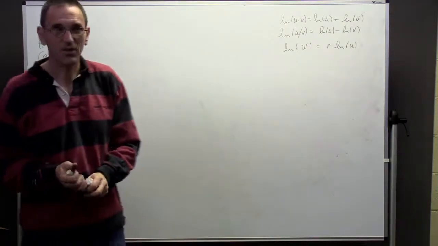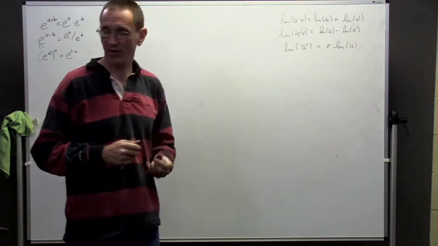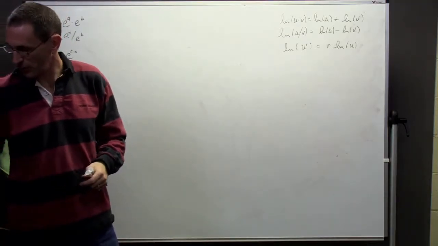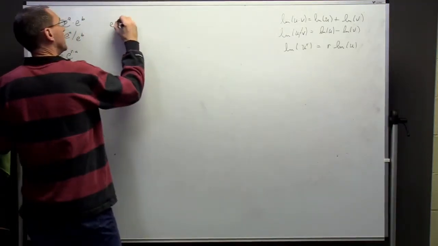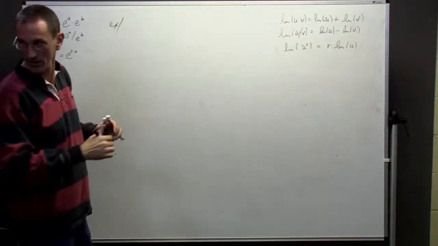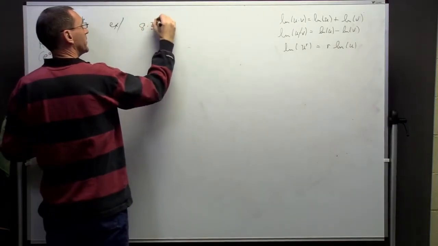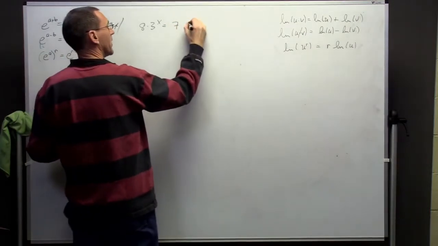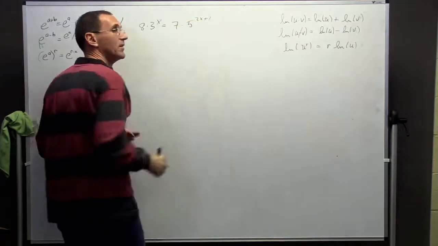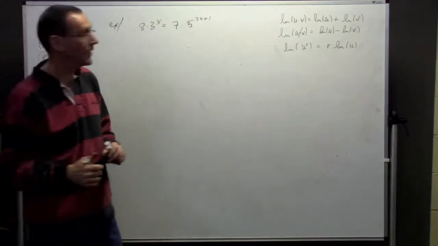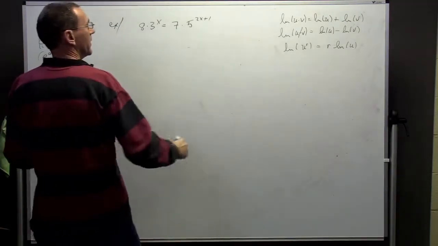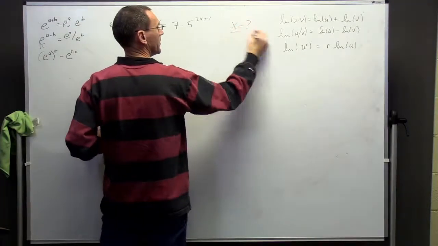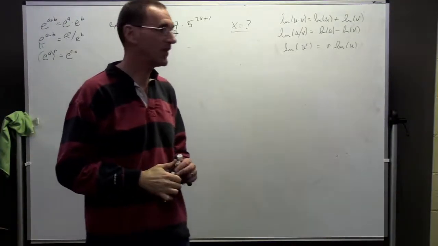Okay. So I'm going to basically do two examples and talk about how we're going to solve two equations. Okay. So the first equation is 8 times 3 to the x equals 7 times 5 to the 2x plus 1. Okay. And the question is what's the value of x?